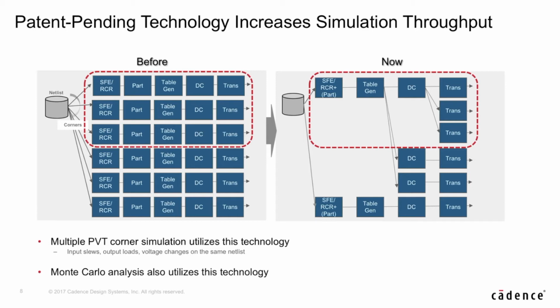in those cases you may not see a significant simulation throughput gain, because we still need to do the different transient for each simulation. So this Super Sweep technology, we utilize it for multi-corner PVT. Also for Monte Carlo analysis, we utilize the same technology as well.